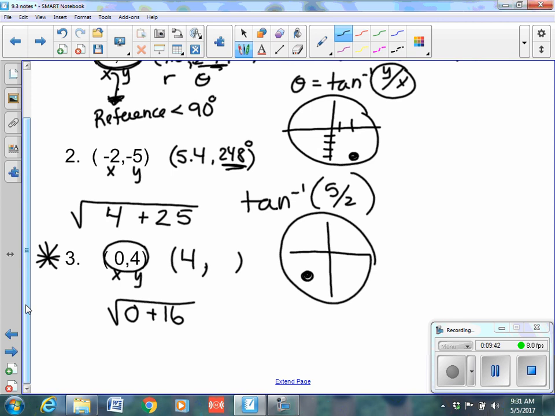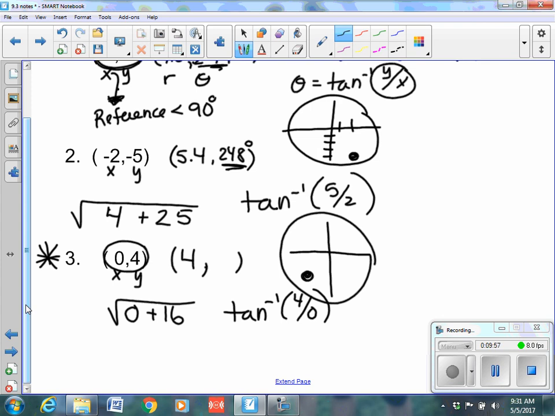Why is this one unique? When you do the tangent inverse, a 4 divided by 0, what is it going to say on your calculator when you divide anything by 0? You can't. And you can't just put domain error right there. So you just have a visual.